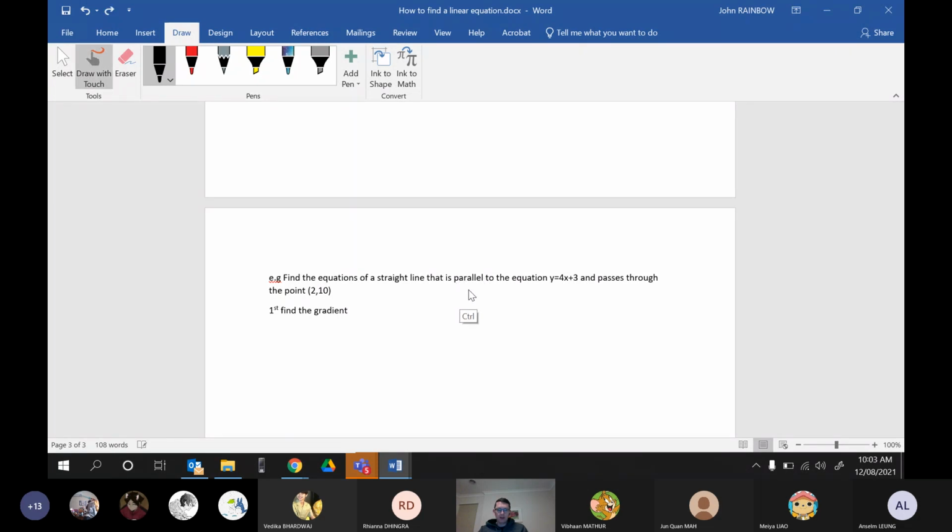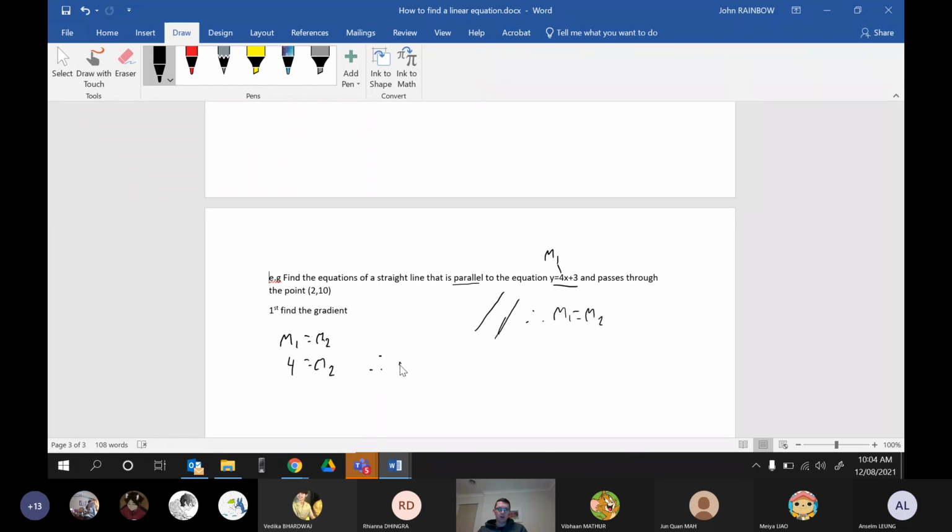If you're parallel to this, what do we know? Parallel basically means they're both increasing at the same rate. They're not going to decrease. So they're going to have the same gradient. So if it says parallel, I know my gradients are the same, so I'm going to call it m1 equals m2. If it's parallel to this equation, the gradient is 4. It's right there. So I know m1 equals m2, and m1 equals 4. Therefore, 4 equals the gradient of my new line.